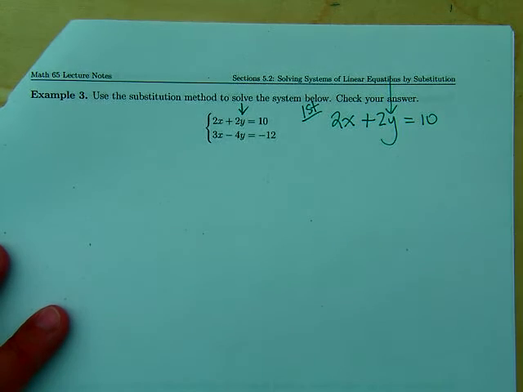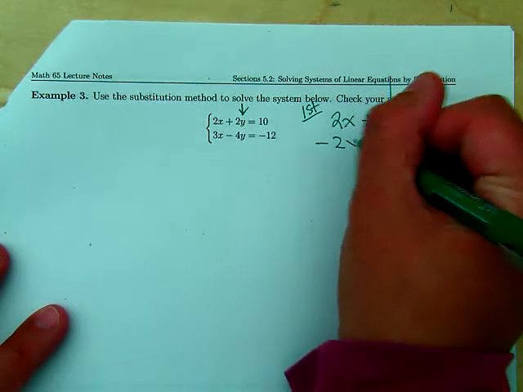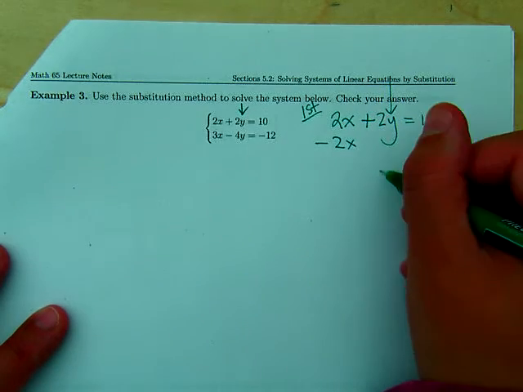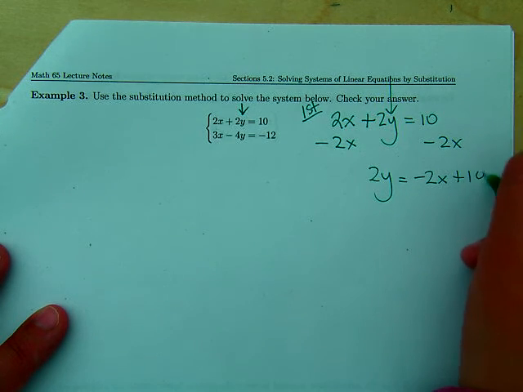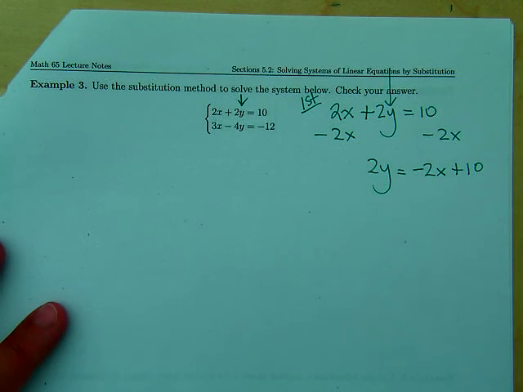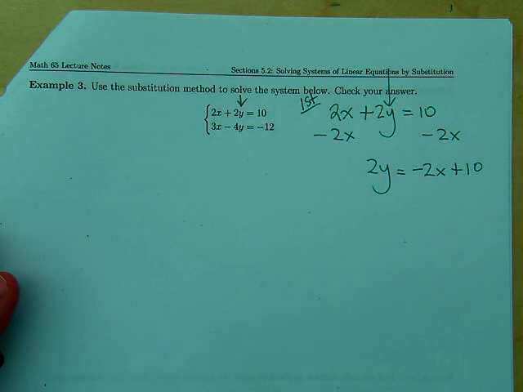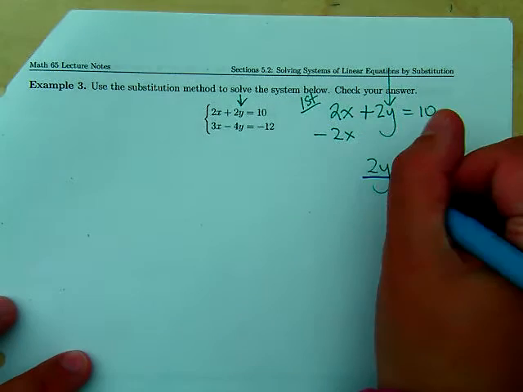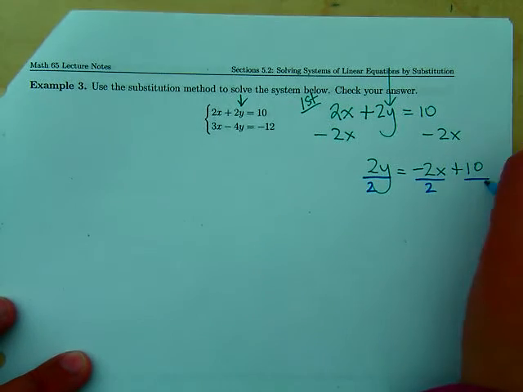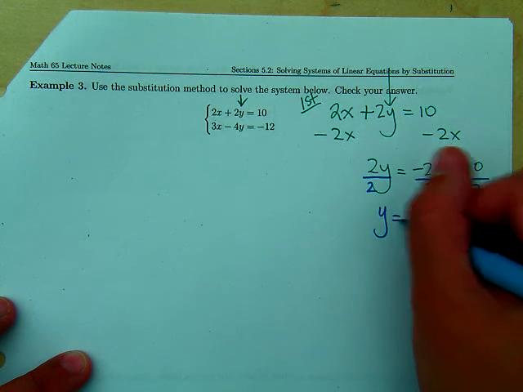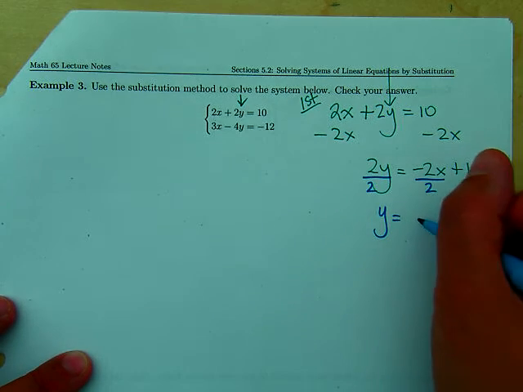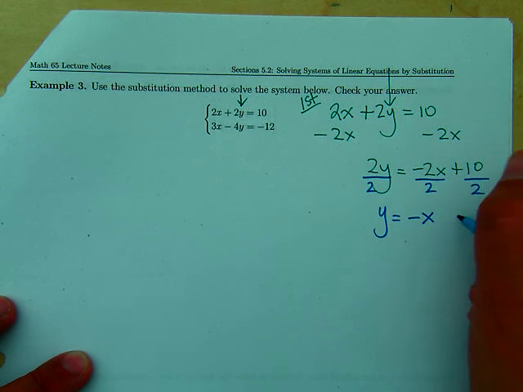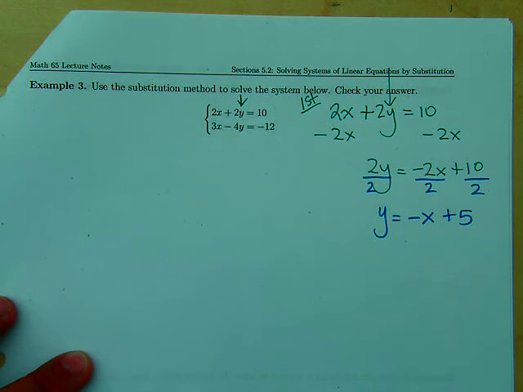So what would we do first to get y by itself? Take the 2x plus 2y equals 10. First step would be, yes, subtract 2x from both sides. We get 2y equals negative 2x plus 10, right? Does everybody see how I got that? And what would be the next step? Divide everything, both sides, right? Y equals, what would it be? Negative x plus 5. Did everybody get that?